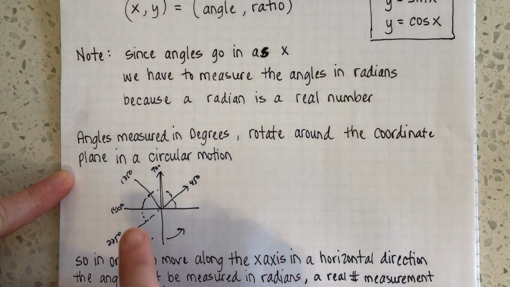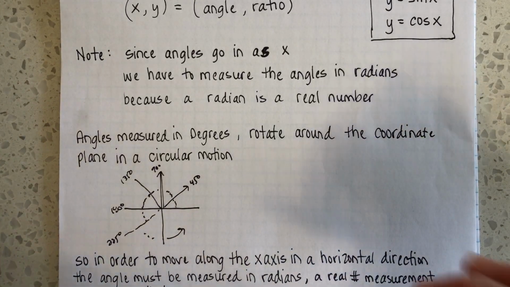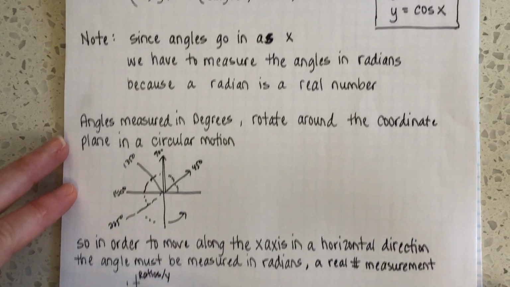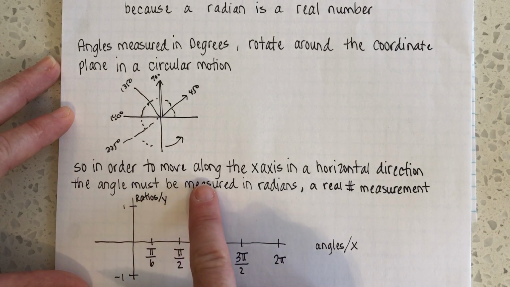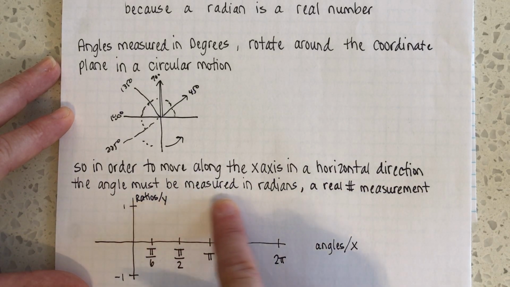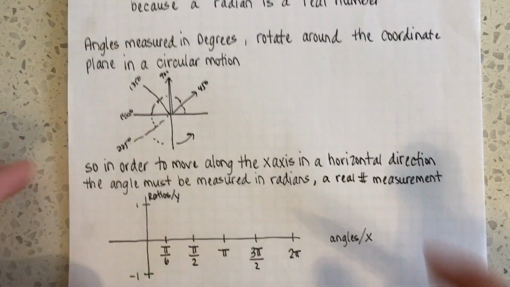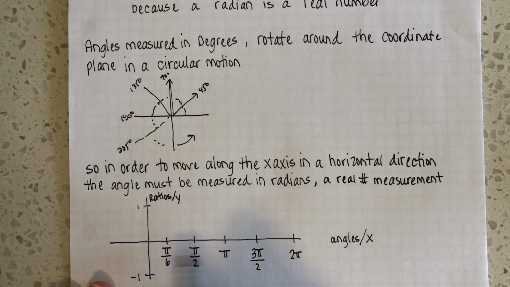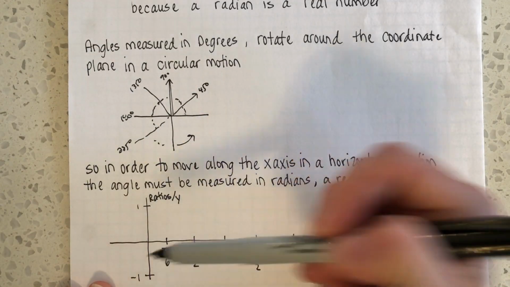So if we want to travel horizontally across the x-axis, we need a real number measurement as x, and that's what a radian does. It measures the angle as a real number, okay? So in order to move along the x-axis in a horizontal direction, the angle must be measured in radians, a real number measurement. So guys, now we're going to have to be in radians as we use the x-axis to represent our angles, our inputs, and our ratios represent our y values.